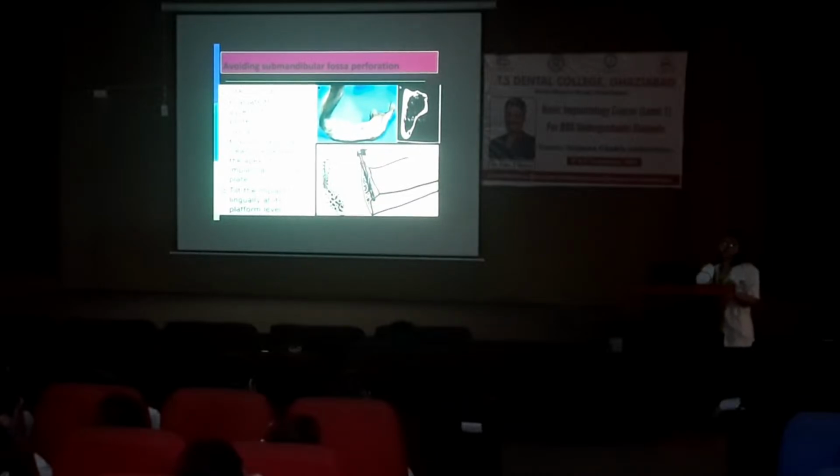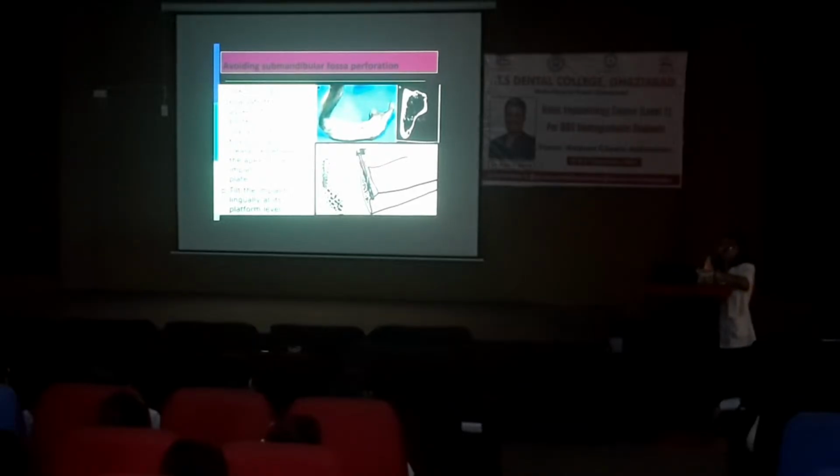So what do you have to do? Ideally, we want forces to be delivered straight 90 degrees to the ridge. That is the best possible thing. But now here we have to make a compromise. You have to angulate your drill and you have to angulate your implant such that you don't perforate this area.